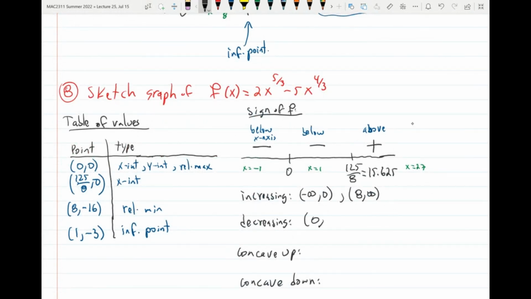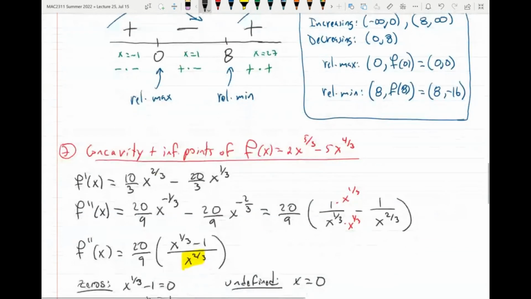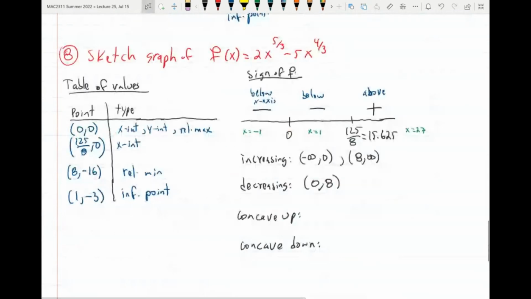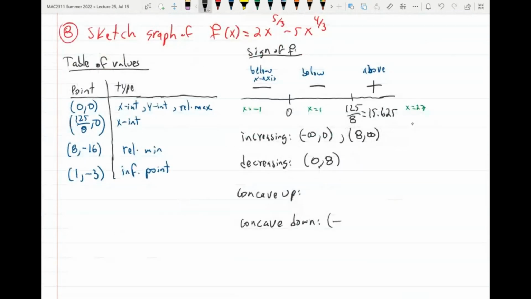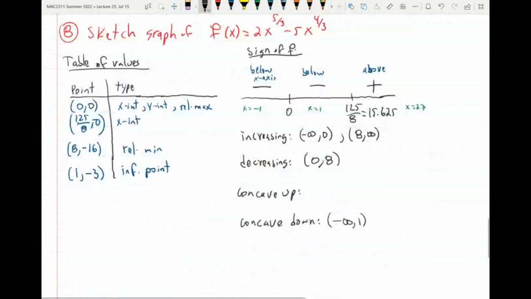And increasing was from 0 to 8. Yes. Then concavity: concave down, negative infinity to 1. Concave up, 1 to infinity.